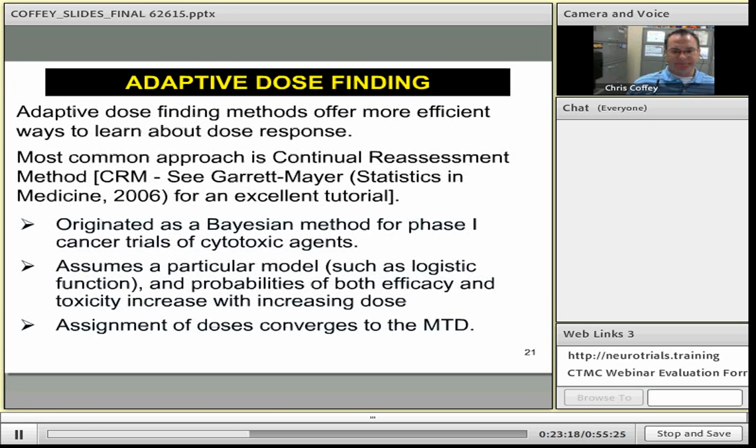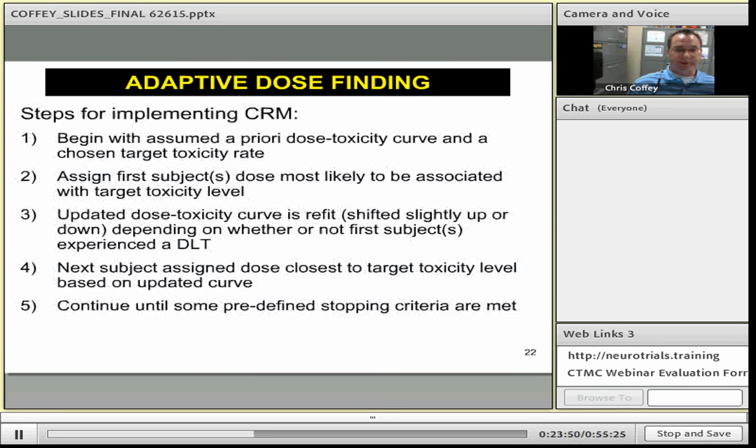Next slide, please. That has led to what has become more of the standard approach in recent years, which is the use of adaptive dose-finding techniques such as the continual reassessment method, which is definitely the most popular. I put a reference in here. It's a tutorial from Statistics in Medicine 2006. If you're interested in more, it's a great tutorial written at a non-statistical level to really give more background on the CRM. It's a Bayesian method that came out of phase one cancer trials that now has been used in a number of different neurological settings. Next slide, please.